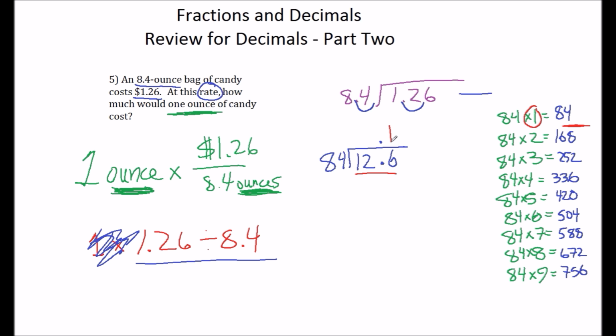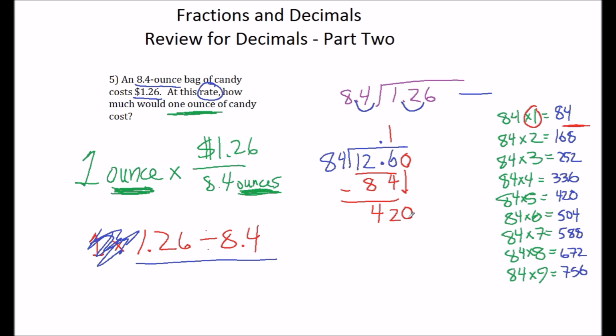So now I do my multiplication. I've already got it done over here. 1 times 84 is 84. And now I subtract. 6 take away 4 gives me 2. Remember, don't worry about the decimal point. 12 take away 8 gives me 4, so I'm at 42. Well, we don't do remainders with decimals, so I have to keep going here, which means I got to put in a 0, and then I have to bring that 0 down.